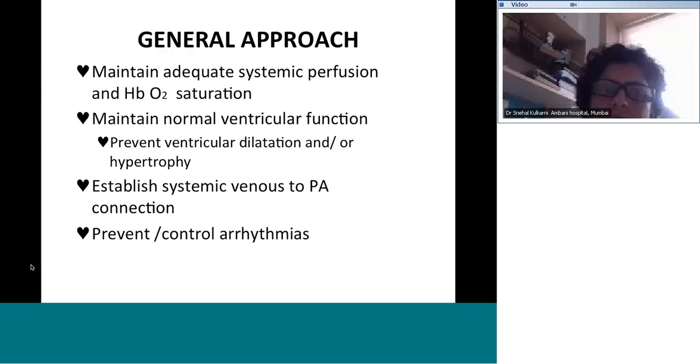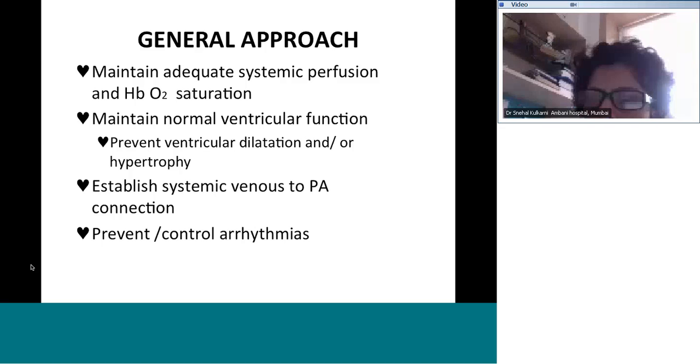Now, what is the general approach? When we see a patient with single ventricle, it can be anything. It can be tricuspid atresia, double inlet ventricle, pulmonary atresia, intact ventricular septum, or unbalanced AV septal defect. You have a patient with a single ventricle. Now, when we try to see this patient, first determine whether it's a two ventricle situation or a single ventricle situation from management point of view.